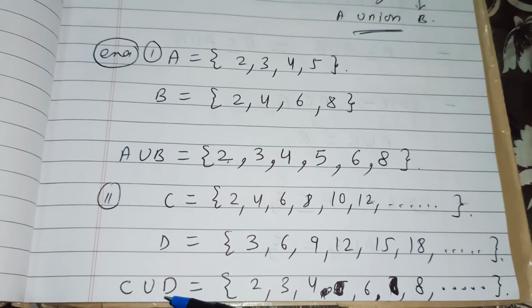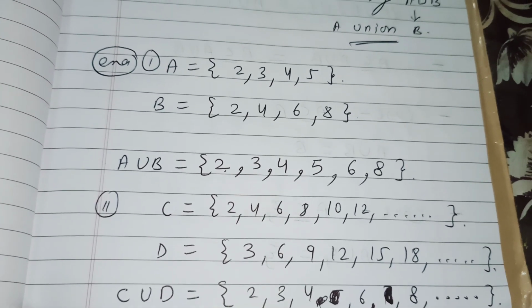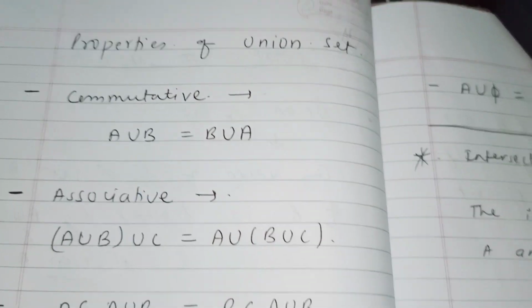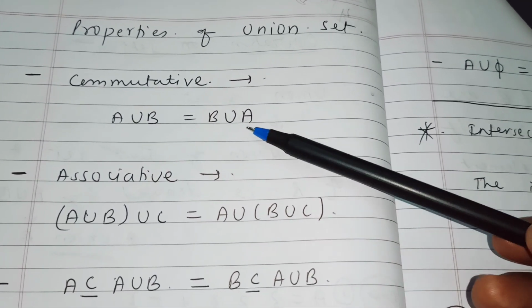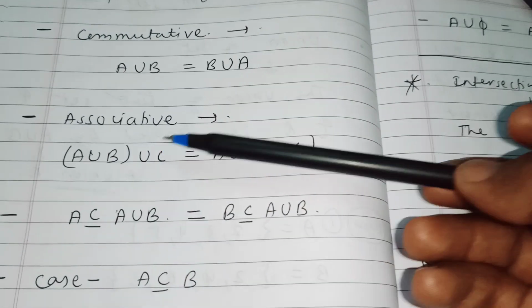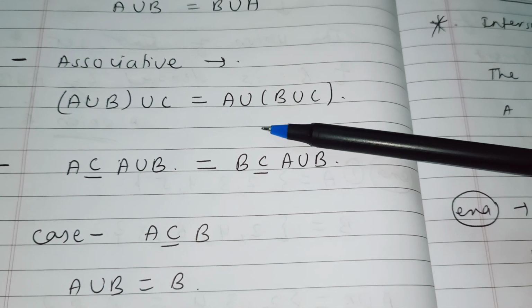So you have to write down C union D is equal to {2, 3, 4, 6, 8, ...}, like this. Okay, there are some properties of union of sets. It is commutative, meaning A union B is equal to B union A. And associative means, if (A union B) union C, we can write it as A union B union C.